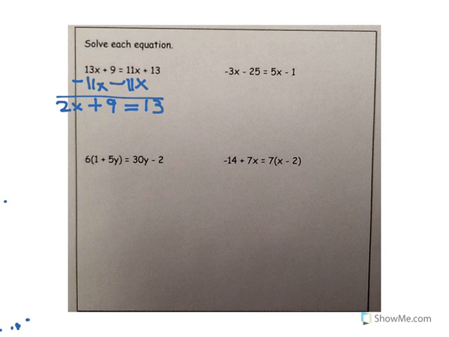So now I'm just going to solve this the regular way. I'm going to subtract 9 from both sides. If I subtract 9 from both sides, I end up with 2x is equal to 4. Then I'm going to divide both sides by 2 because 2 times x is not what I want. I just want x. So I have to divide by the coefficient, the number in front of the x, because that's multiplication. And when I do that, I end up with x is equal to 2.